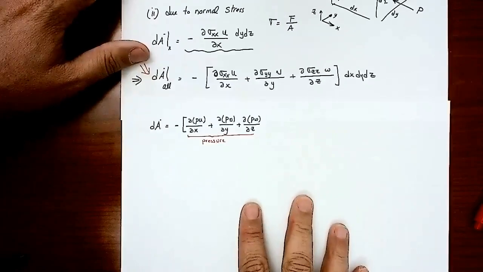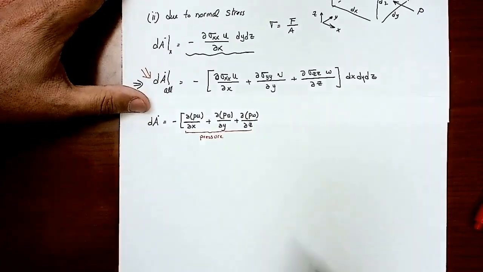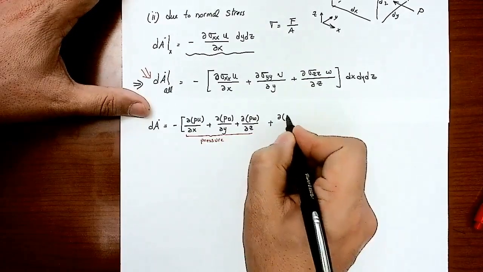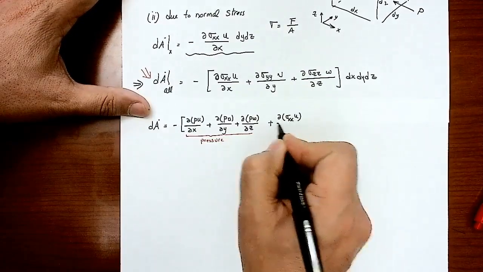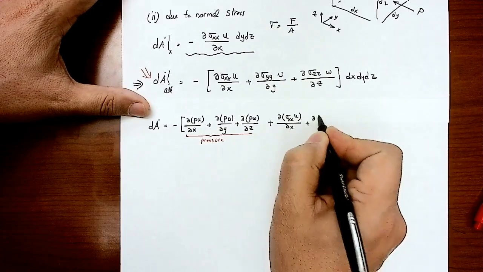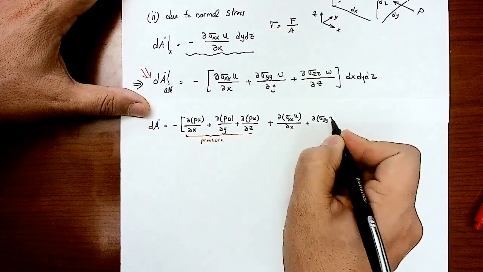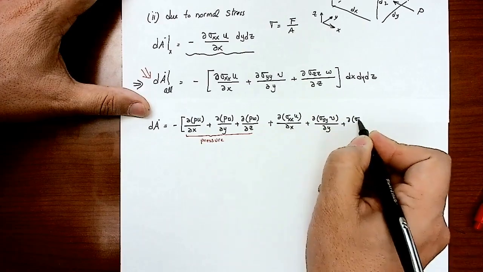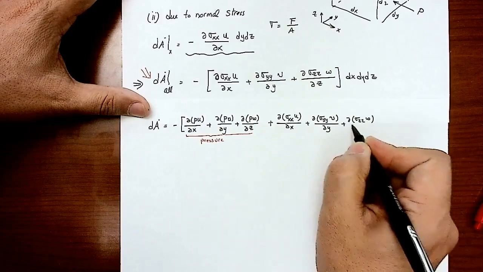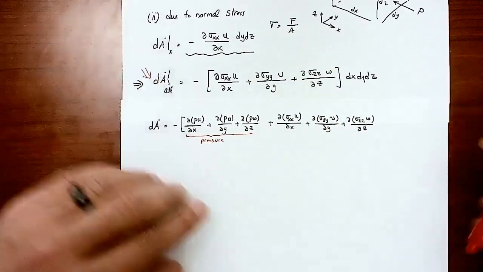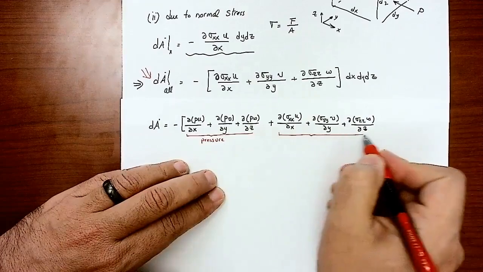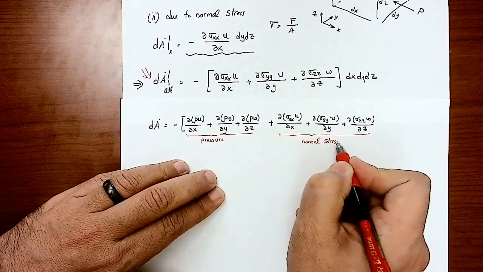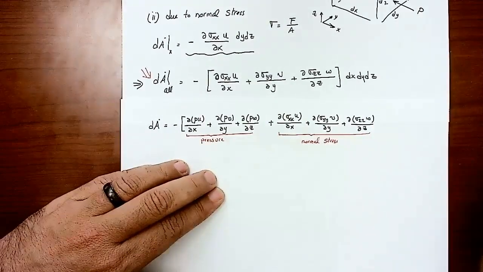So now going to the second term, that's due to the normal stress. I'm going to add all of them. The negative is out already, so I will have plus partial sigma xx u by partial x plus partial sigma yy v by partial y plus partial sigma zz w by partial z. And this is the work done due to the normal stress. I still should have dx, dy, dz outside.